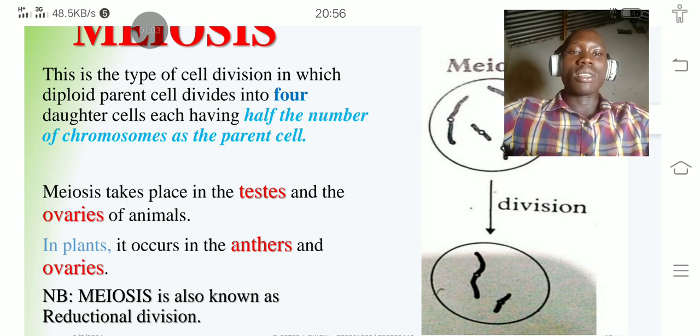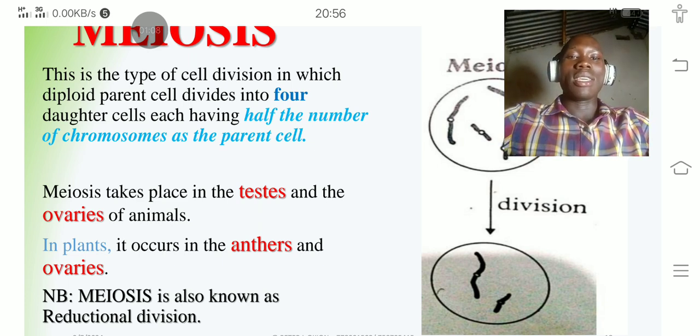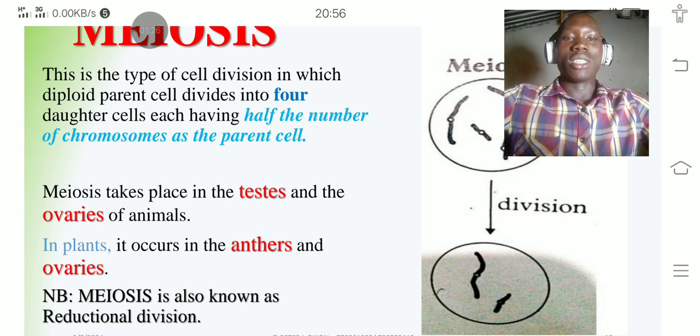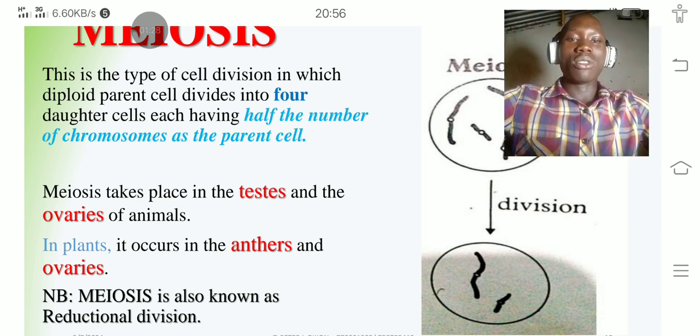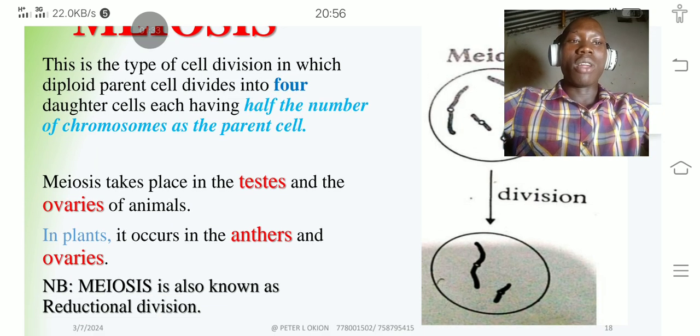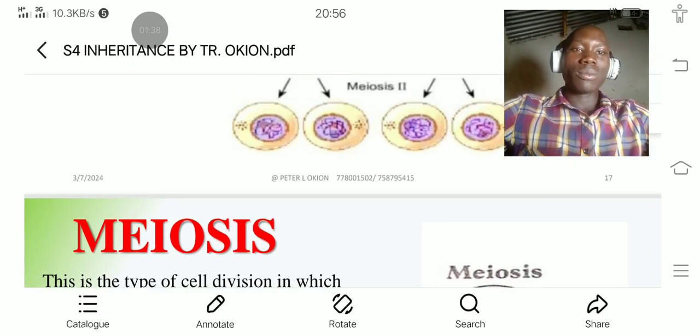Meiosis takes place in the testes and ovaries of animals, and in plants it occurs in the anthers and ovaries. So this signifies that meiosis mostly occurs in the reproductive parts of both plants and animals. In animals, it occurs in the testes, that is in males, and ovaries in females, whereas in plants it occurs in anthers and ovaries.